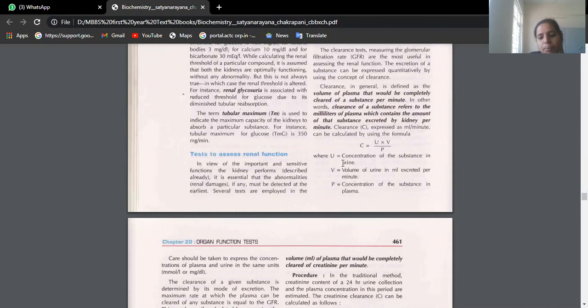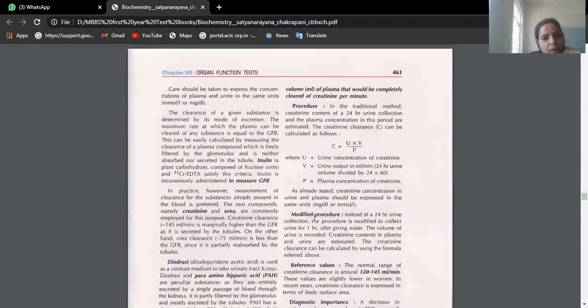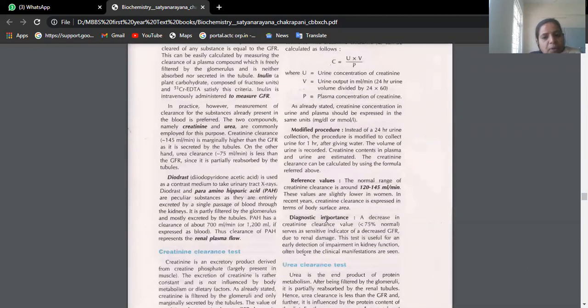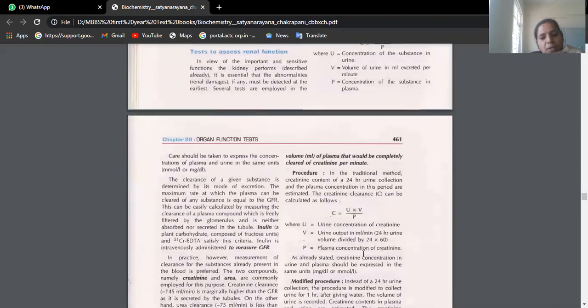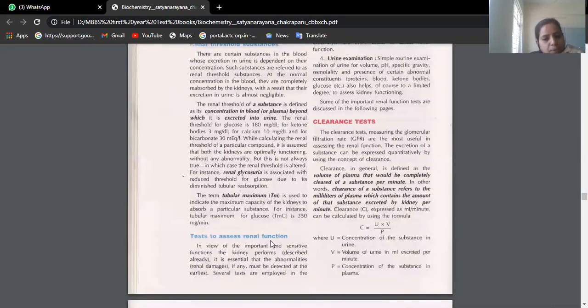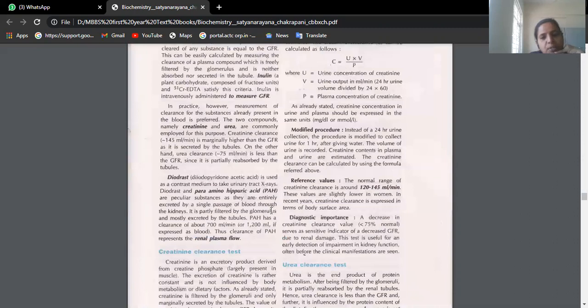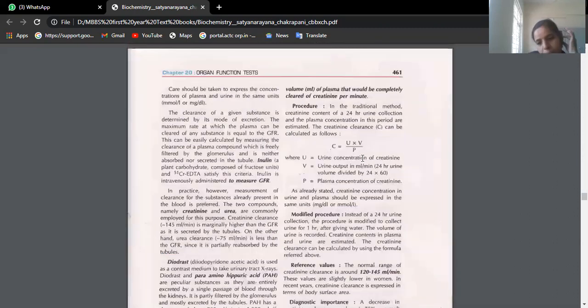C is equal to U into V by P, where C is clearance, U is the concentration of the substance in urine. This substance can be creatinine or urea or uric acid or inulin. V is the volume of urine in ml per minute, and P is the concentration of the substance in plasma. Then we can apply this formula for any of these, like the creatinine clearance test. You have C is equal to U into V by P.